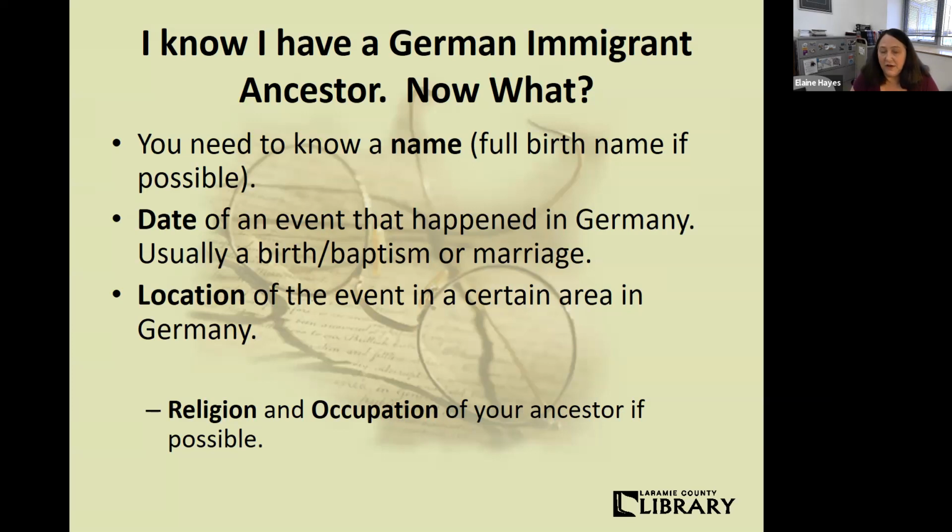That will help you. A location of the event in a certain area of Germany is very helpful. There isn't a really good central repository for archival information in Germany; they're in a lot of different smaller locations. So if you can find the location, then that will help you. Your religion or occupation of your ancestor may help too. Catholics were more in the southern part of Germany in general, and the northern part of Germany was more Lutheran dominated. So that might give you some idea, and it will also give you an idea of where to look for those religious records.